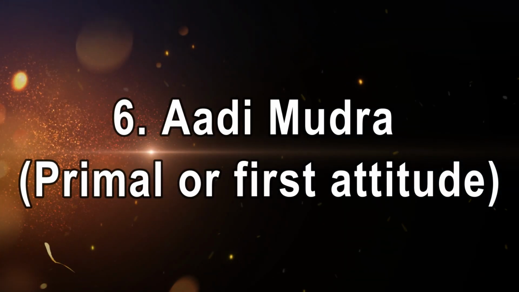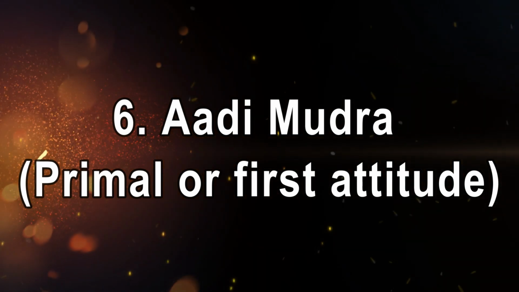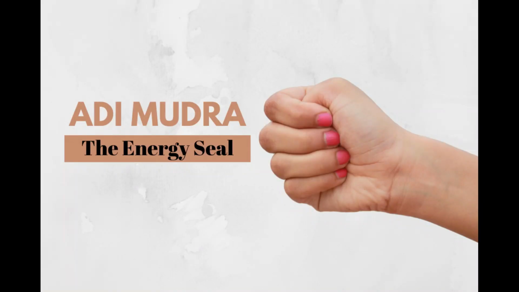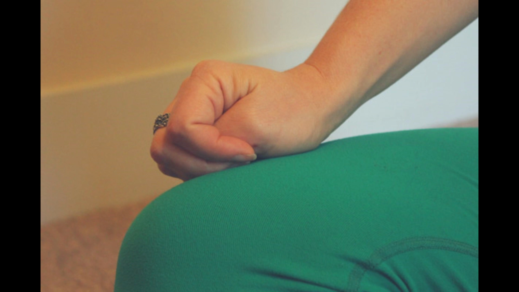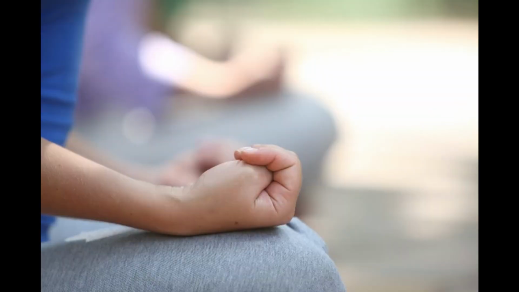6th is Adi Mudra, primal or first attitude. 1. Sit in any comfortable meditation pose and relax the whole body. 2. Keep your back, neck and head straight. 3. Fold the thumb into the palms of the hands, then slowly curl each finger over the thumb to make a fist. 4. Place the hands on the knees with the palms either up or down. Benefits: this mudra influences upper chest breathing.